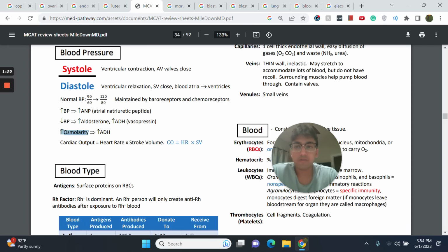Next, if you increase the osmolarity, like remember I said, you increase the ADH, which sends out a lot of those solutes through the urine.